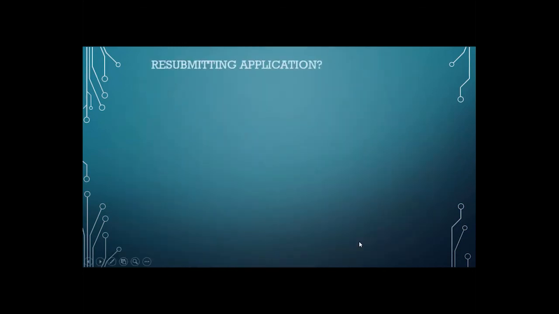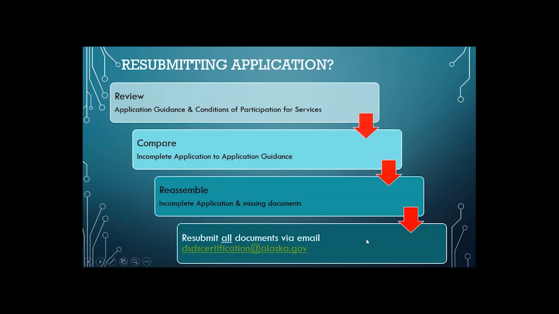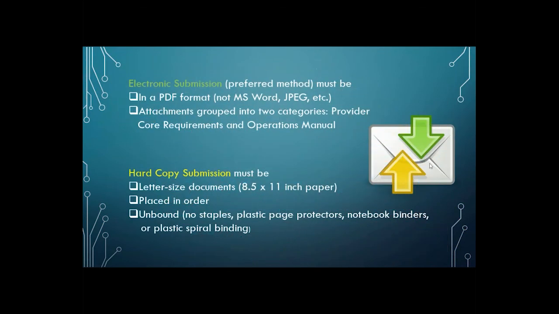So when resubmitting your application, make sure you go back to the basics of reviewing that application guidance and those conditions of participation for services. Then from there, compare what the incomplete application says to the guidance. Then reassemble that information, including the missing pieces, and resubmit all of it to the PCC unit through email. You can do that by emailing them at dsdscertification@alaska.gov. Electronic submission of your application packet is preferred.